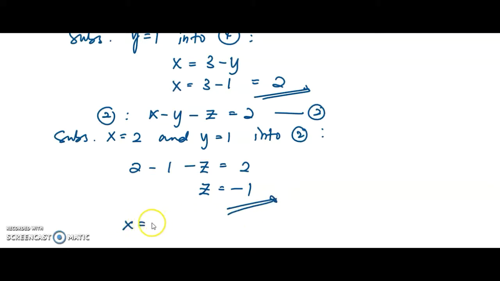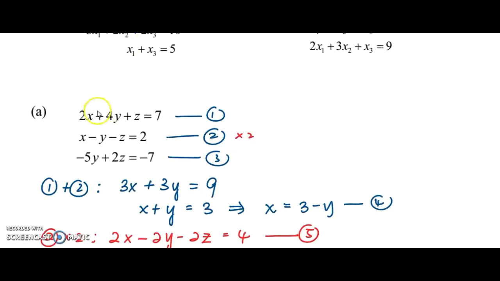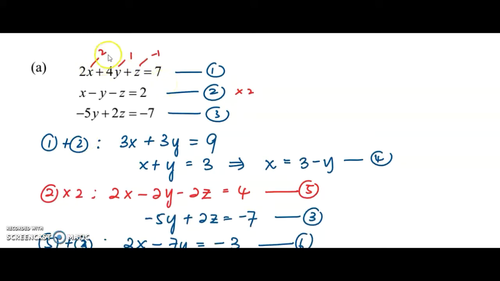So finally you will conclude that x equals 2, y equals 1, and z equals negative 1. If you would like to check your answer to see if you got the correct answer, you can substitute these three values into the system of linear equations above. Let's see, 2, 1, negative 1. I will substitute x as 2, y as 1, z as negative 1, and see if you will get 7.